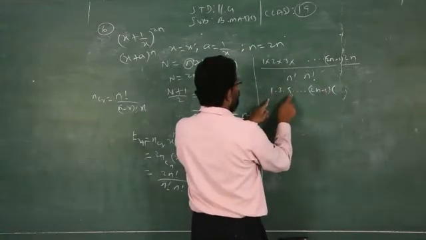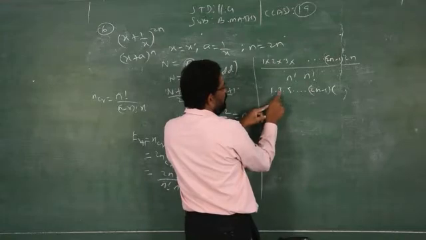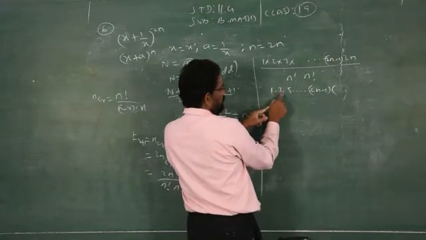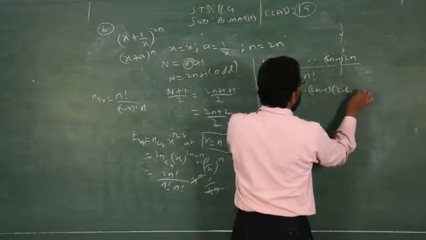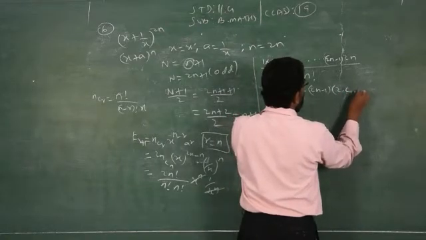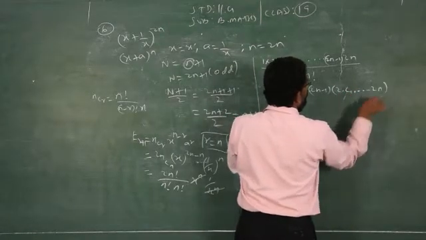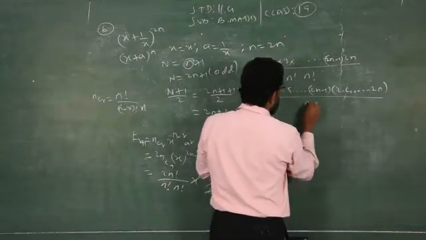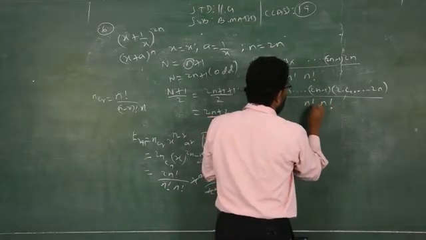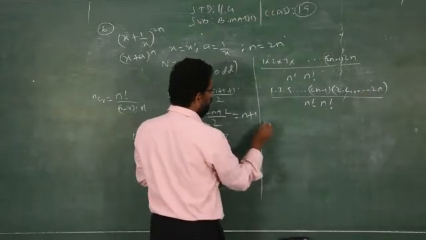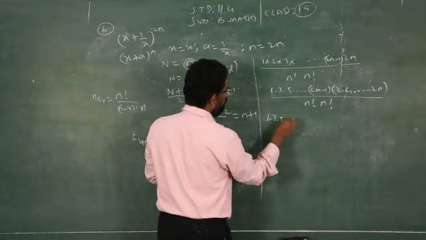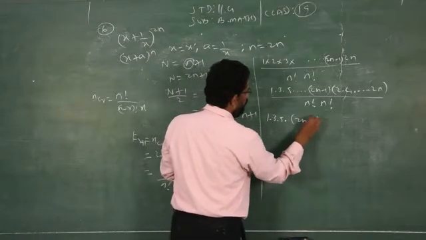So, I take 1, 3, 5. This dot stands for multiplication. Don't confuse, this dot stands for multiplication. So, 2 into 4 into up to, what is the last number? 2n, divided by n factorial into n factorial. So, what is the common factor of the next one? Even numbers. So, 1 into 3 into 5 into 2n minus 1.